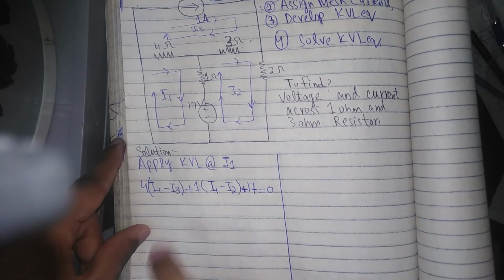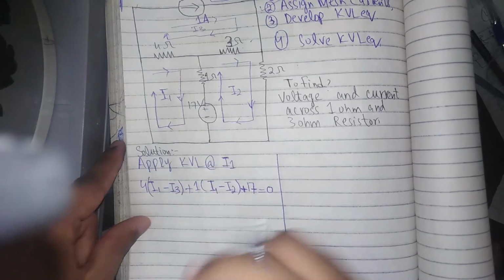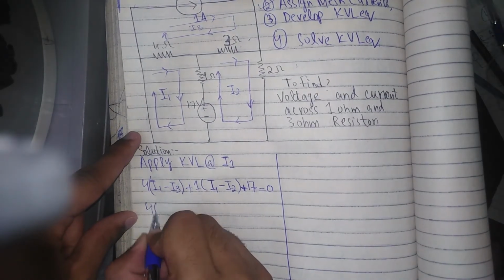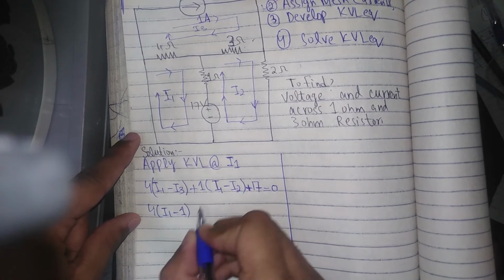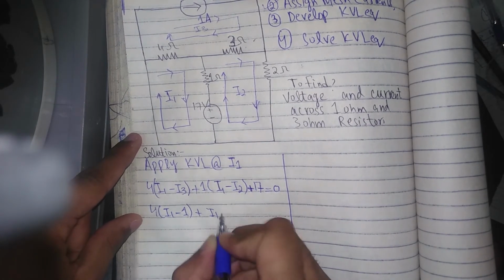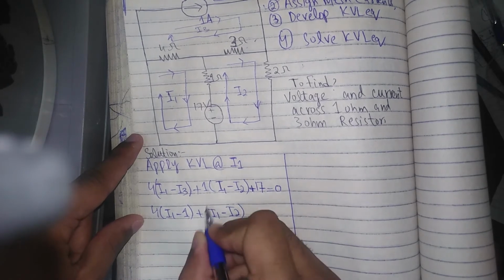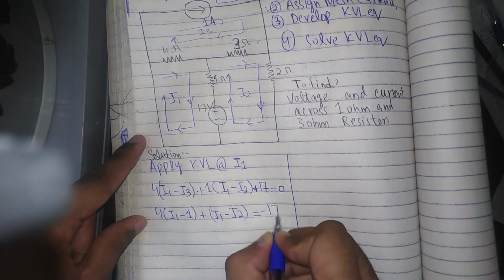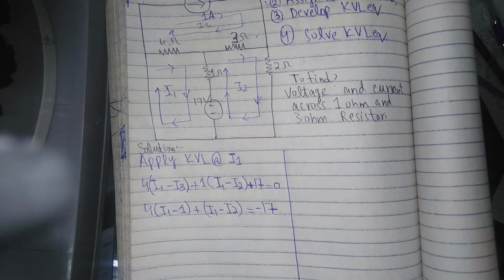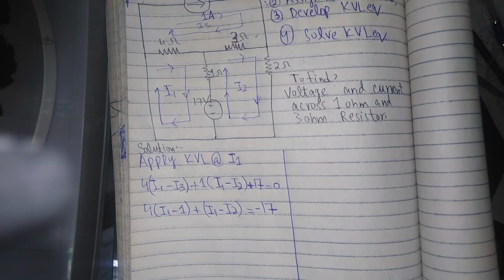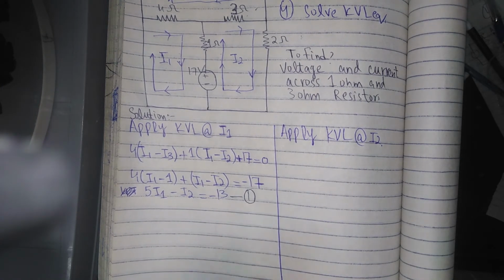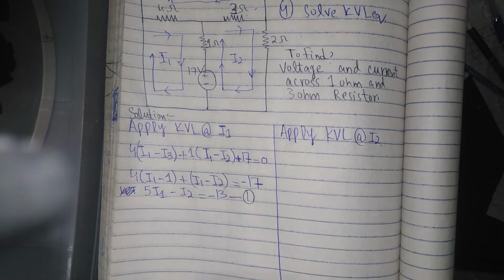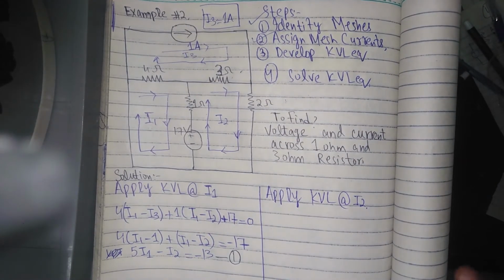Here we will put the I3 value, 1 ampere. It becomes 4 into I1 minus 1, plus I1 minus I2, is equal to minus 17. Now we will simplify those equations. Now I will simplify that equation and it becomes like that. Now our next step is to apply KVL at loop I2.